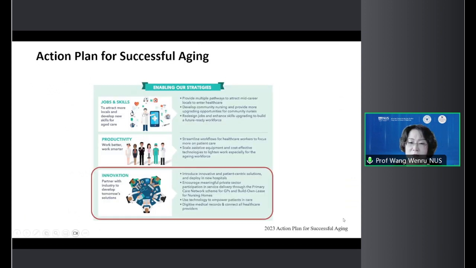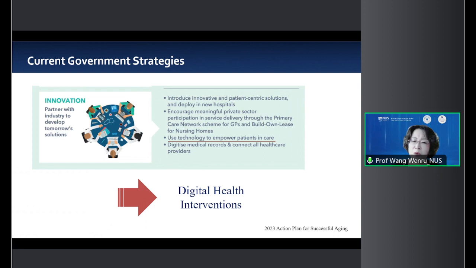And so to encourage successful aging in Singapore, the Singapore government has implemented various strategies to boost healthcare industry manpower, enhance productivity, and increase innovation through collaborating with the industries to develop innovative solutions for the future. One of the most important strategies highlighted by the government is to use technology to empower patients in care. With the use of digital health interventions, we can empower patients in our care through their own self-care, self-management, and facilitate communications with the healthcare team.